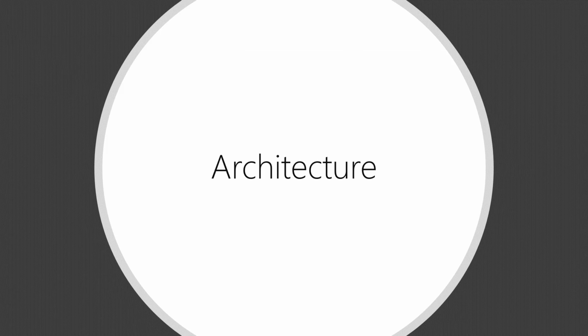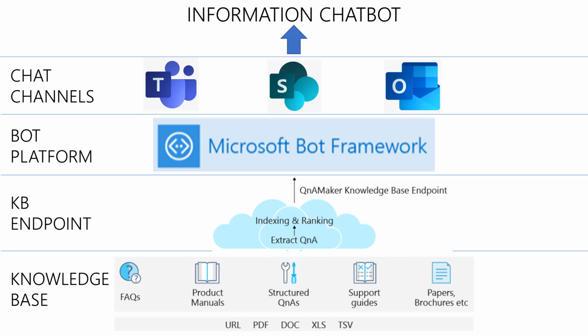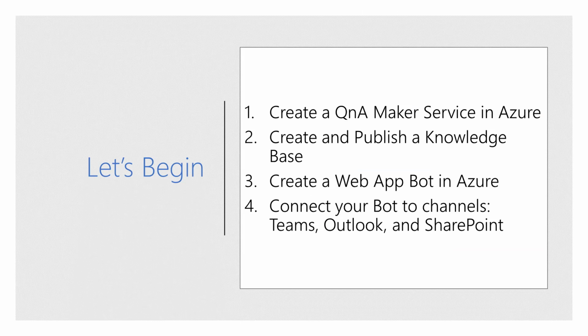So let's talk about architecture for a second. There are several layers to creating this, and I outline here how we're doing it today. On the bottom, you've got knowledge base, then the KB endpoint, the bot platform, and the chat channels we're going to focus on. So within the knowledge bases, we can really grab an FAQ, a product manual, could be a PDF, support guides in our Word documents, papers, brochures, whatever, to create the chatbot.